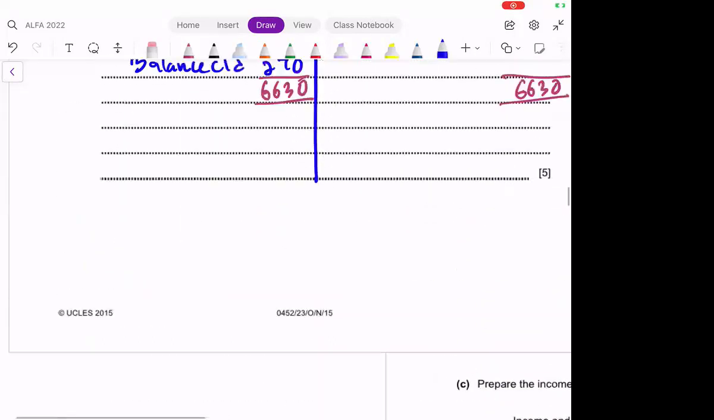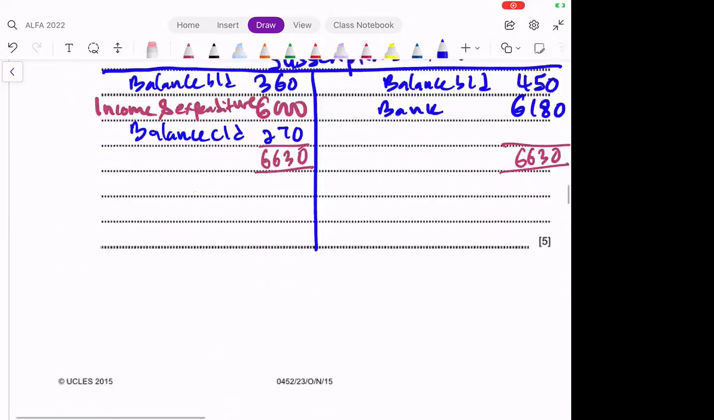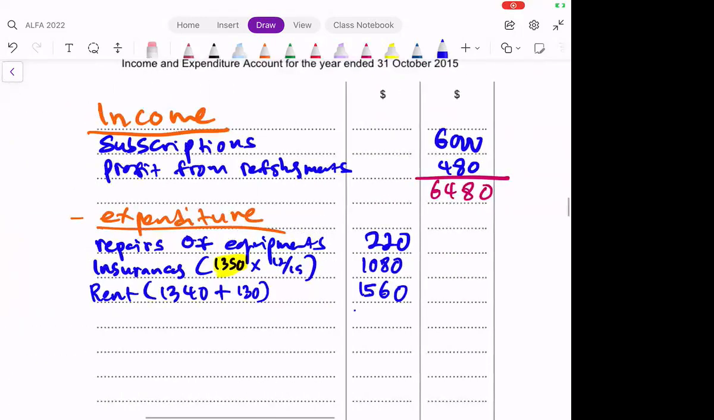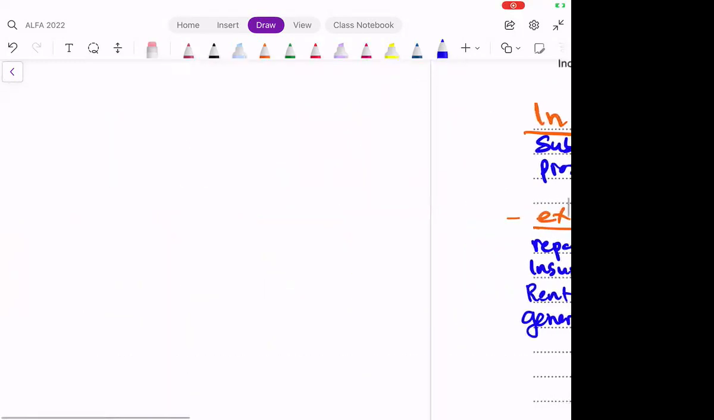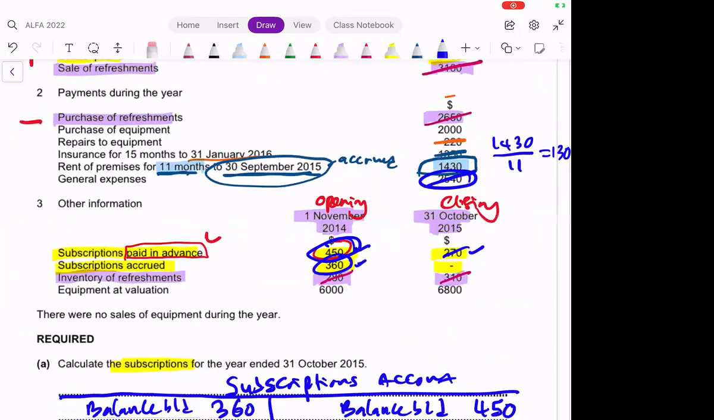Then next one, general expenses 2540. And I see there's no accrued or prepaid for general expenses. So we just take 2540 right here. General expenses. After that, do you see any other thing? Do you have any expenses here?